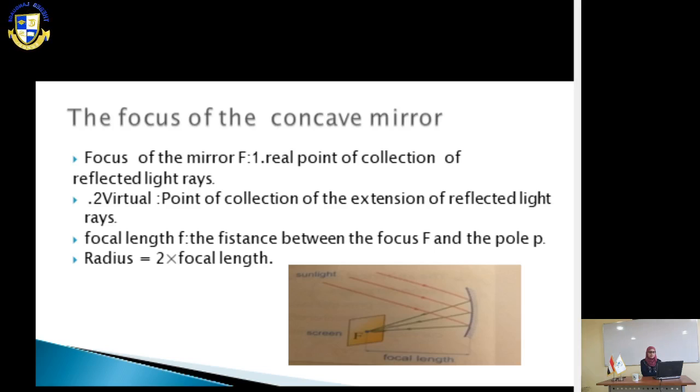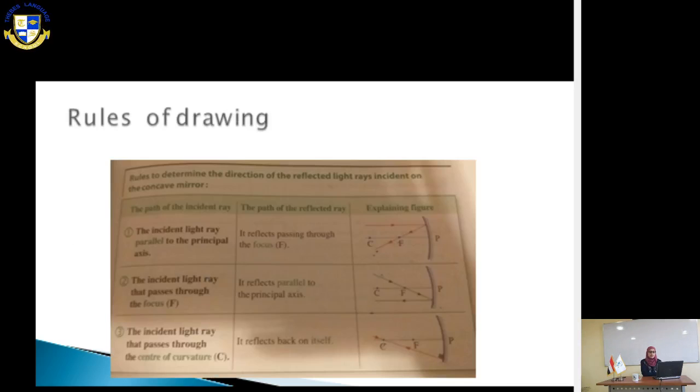Slide number 12. Now we are going to take some rules. Here we have a concave mirror. In the first figure, we can see that when a light ray falls parallel on the reflecting surface, it returns back through the focus. So when the light falls parallel to the principal axis, it passes through the focus. Number 2, if the light ray passes through the focus, it returns back parallel to the principal axis. 3, if the light ray passes through the center, it returns back on itself.